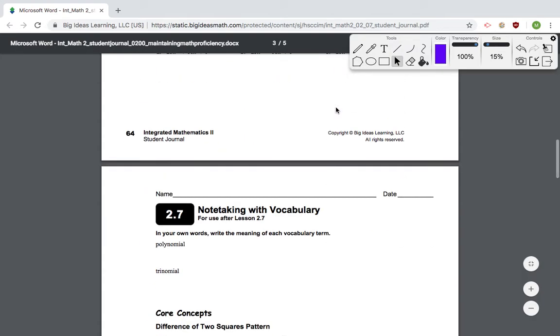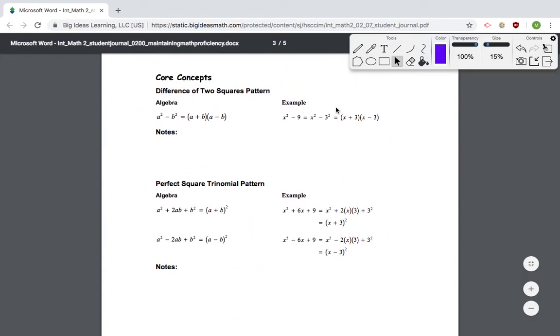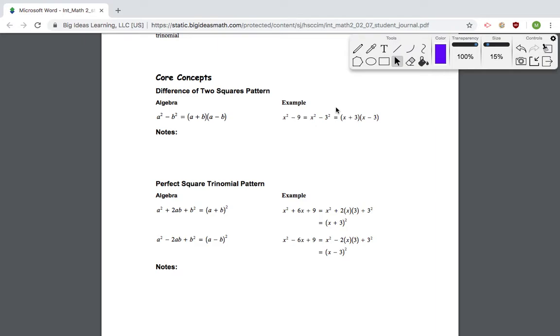So we could just jump in. This page right here is to show you, okay, if you have one square minus another square, that just turns into the first thing squared minus the second thing squared. And when you rewrite it in factored form, that's what it looks like.